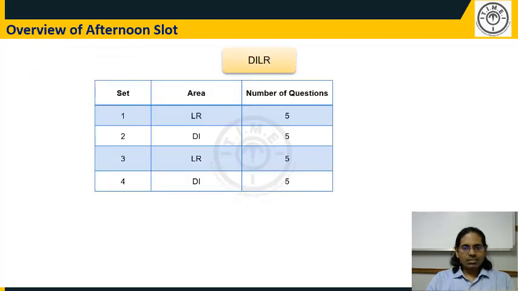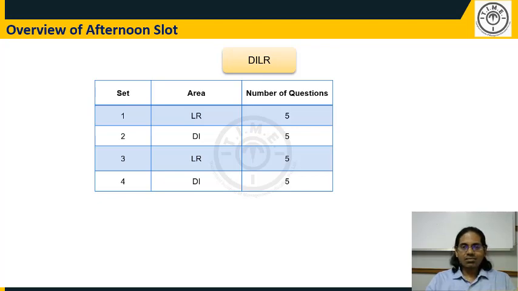In DILR, again, a big surprise is that instead of having 6 question sets and 4 question sets, now there are 5 question sets across. So there were 4 sets with 5 questions each. So the number of questions in the section was still 20, but again, the composition of the sets has changed this year. Now this presents one significant challenge.